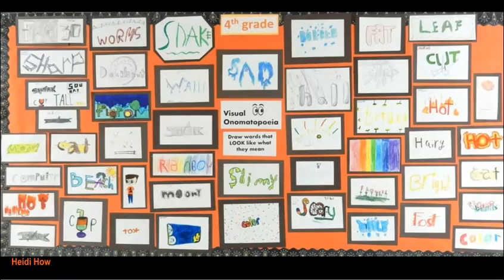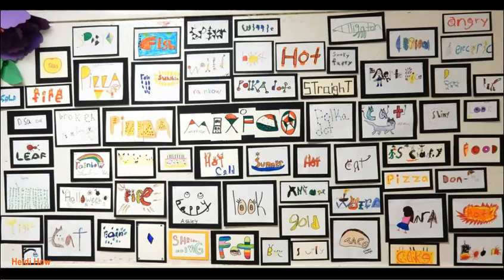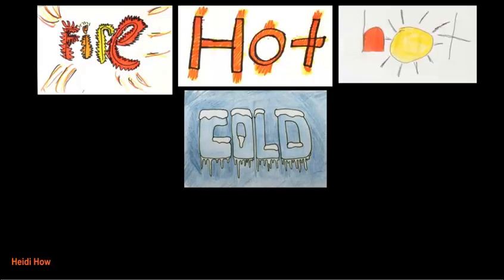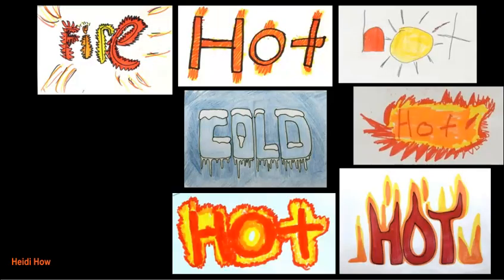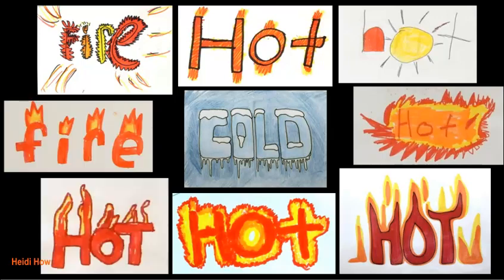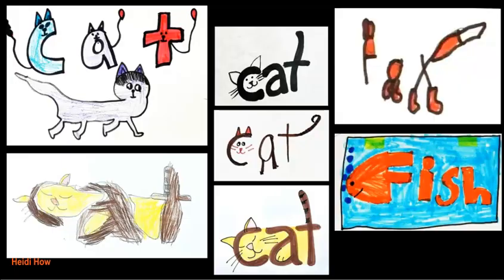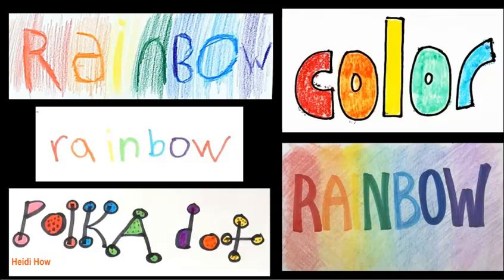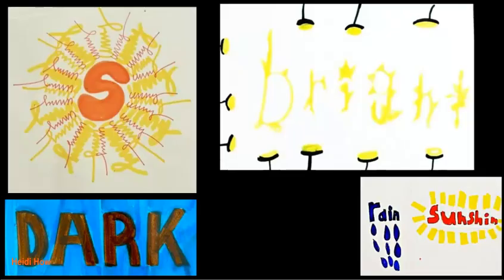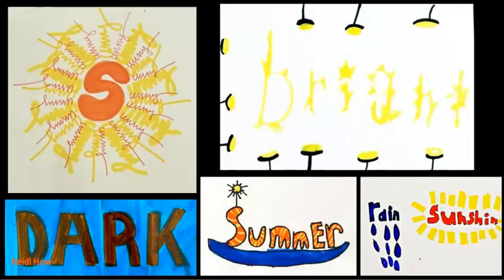Here's a bulletin board from one year, and here's a bulletin board from another. Let's look at some of them up close. Cold, fire, hot, fire. Cats are easy. So are a lot of other animals. Rainbow and color is a good one to do. Any kind of patterns. Dark, sunny, bright, sunshine and rain, and summer.